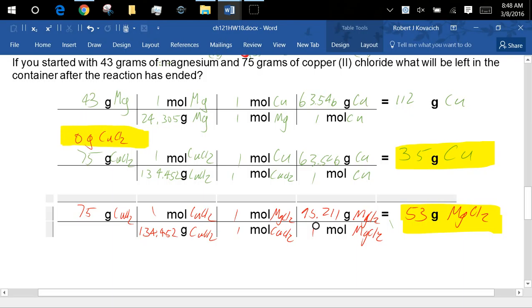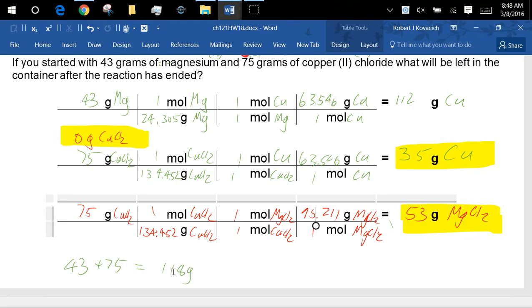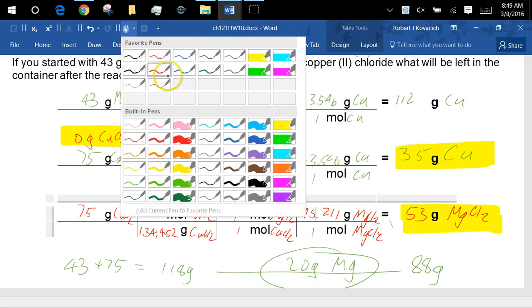So I've got 0 grams of copper 2 chloride, I got 35 grams of copper, and I've got 53 grams of magnesium chloride. How much magnesium is left over? 30 grams. So I started with 43 grams of stuff and 75 grams of stuff, so I've got 118 grams of stuff went in, and I have made 88 grams of stuff. So that leaves me with a 30 gram differential, and so that must be the magnesium that did not react fully.